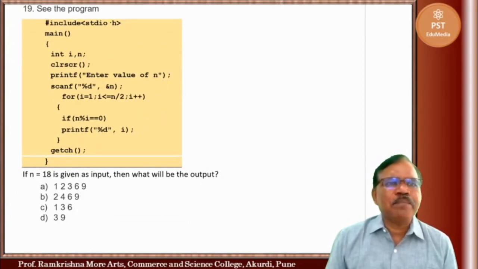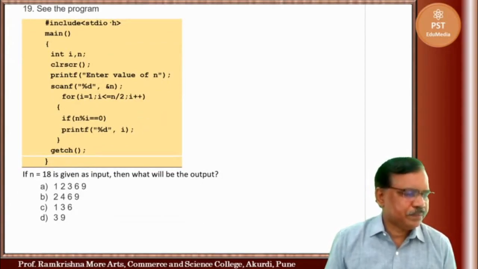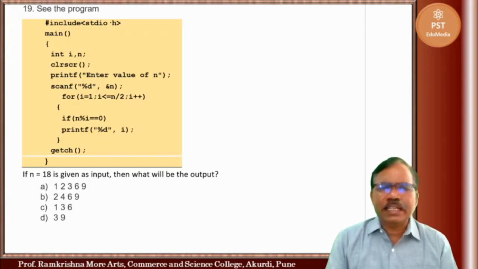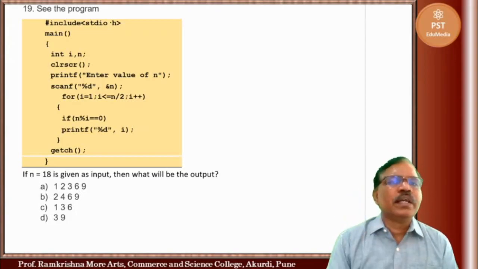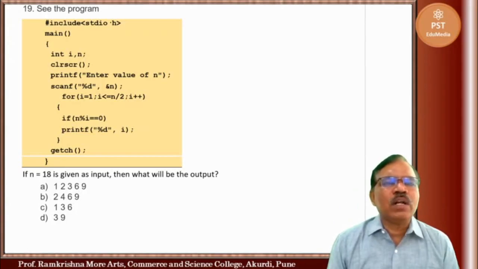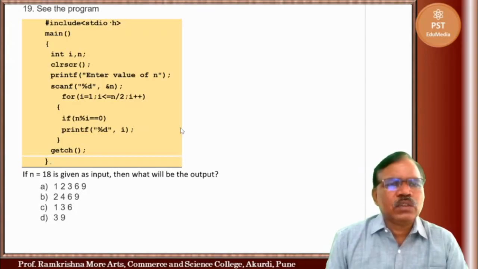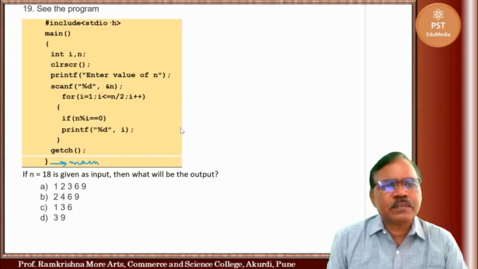Now see the program. int i, n, clear screen, printf enter value of n, scanf %d and n, means we have to give input n. i equal to 1, i less than or equal to n by 2, i plus plus. If n % i equal 0, printf %d i, for loop is completed, getch, and then completion of main. So here main is completed, here for loop is completed.